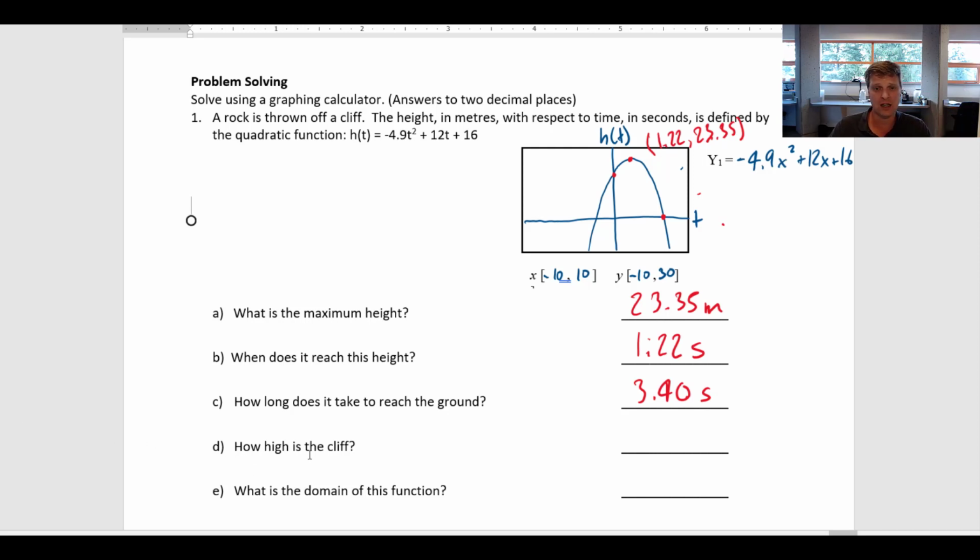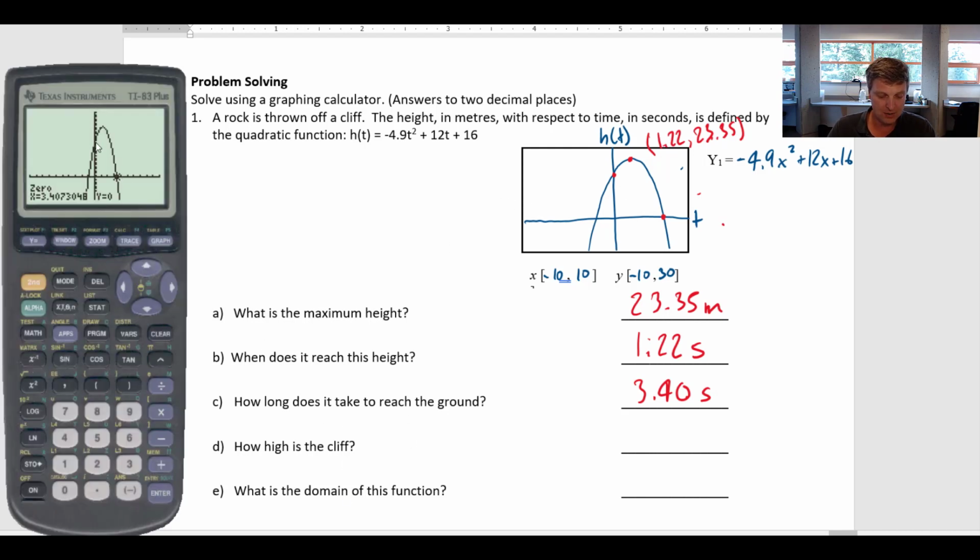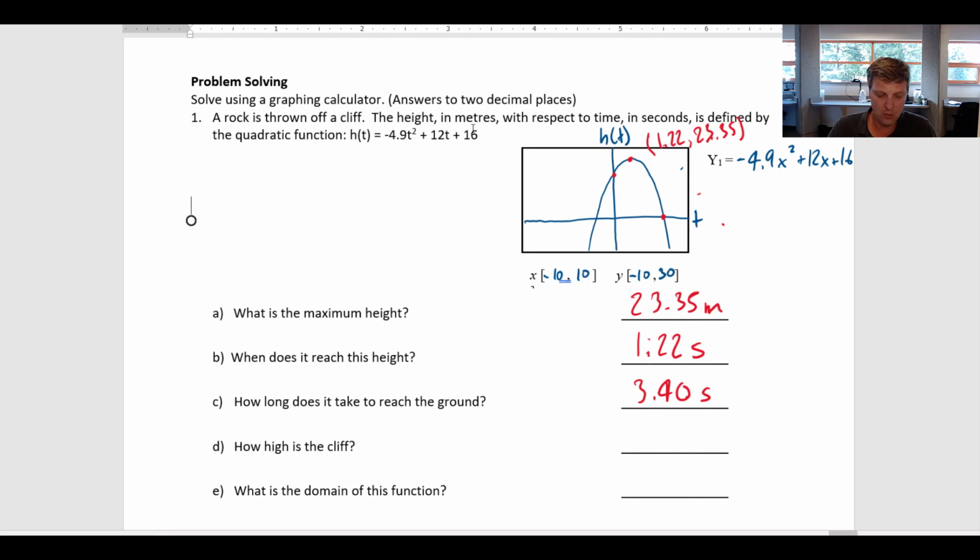Now, how high is the cliff? Remember, this was a student standing on a cliff throwing the rock in the air. The starting point would then represent the height of the cliff. So the starting point here is the height of the cliff. Now, I could go and punch this into my calculator, and I could figure out the y-intercept here, but I remember from last time that the y-intercept is just going to be this value. So that would just be 16 meters.